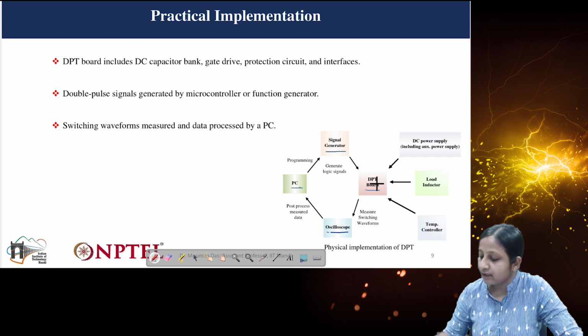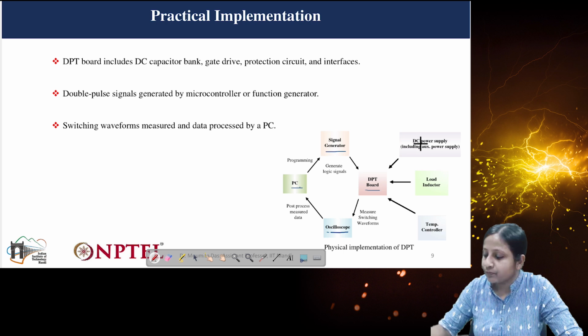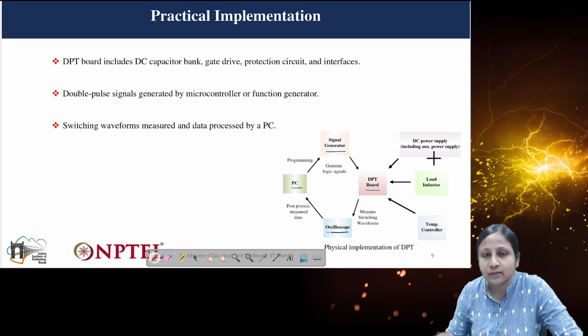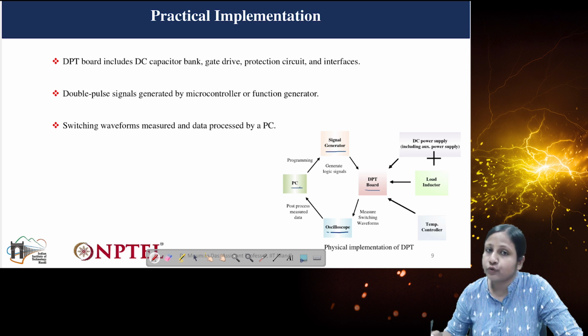Now for DPT testing, we need different components. One is the main DC power supply, which I have shown as VDC. That is required to provide the supply voltage, and one auxiliary power supply is also required to provide the supply voltage to the gate signal. And then obviously a load inductor is required externally so that it can provide the required current.